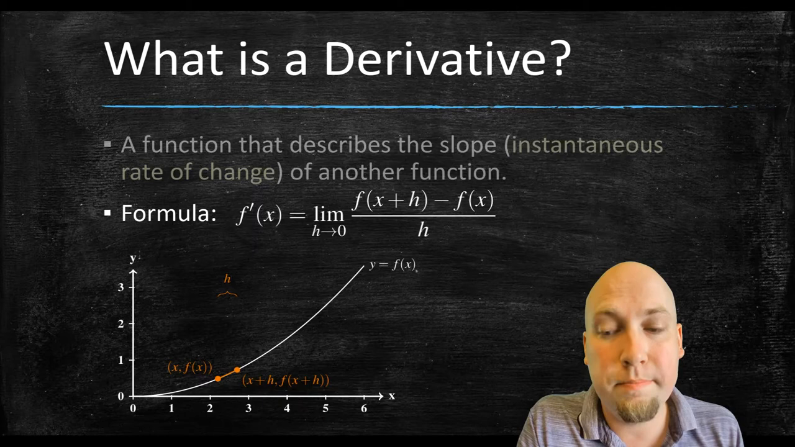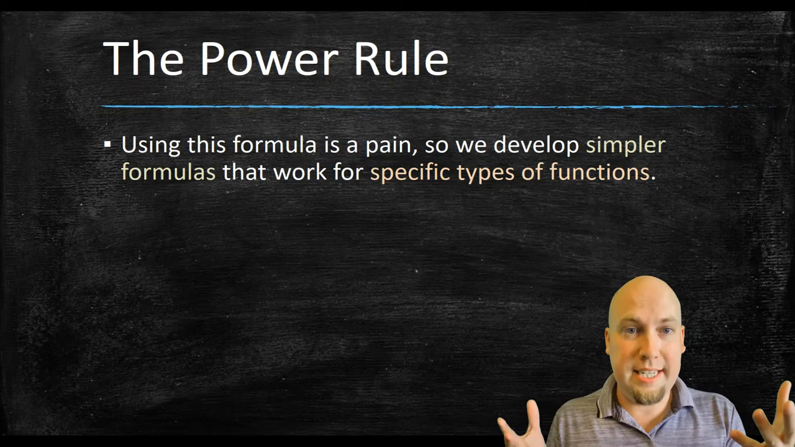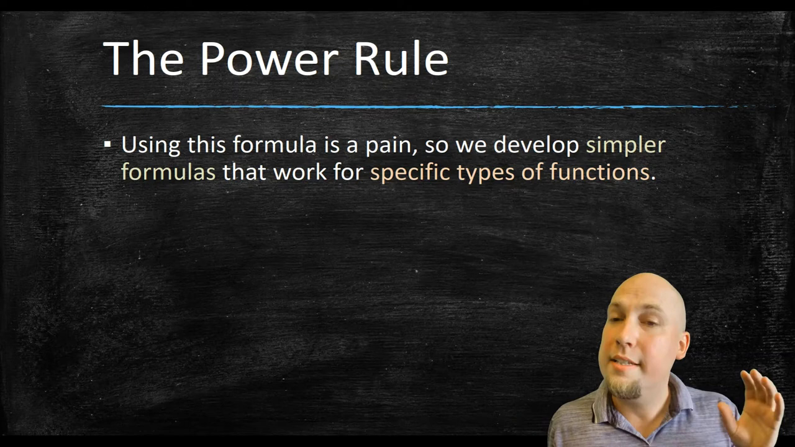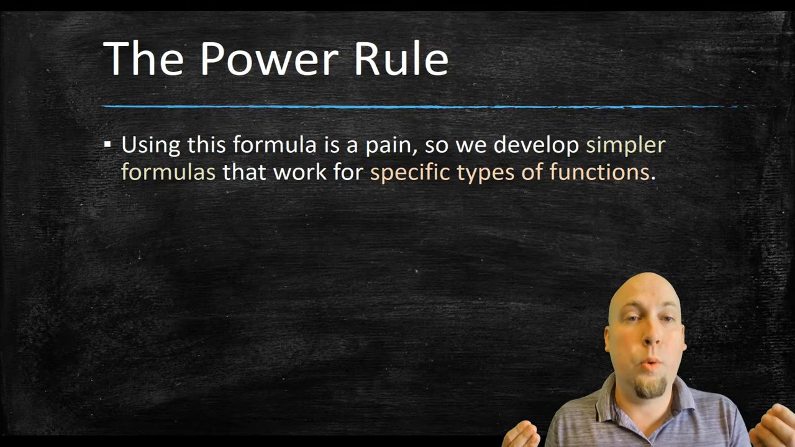Okay, well, actually computing derivative functions via this definitional formula, via this limit that we just saw, that's a pain. If you had to use that limiting formula every single time you want to compute a derivative, you would quickly go nuts. So instead, what we do is we come up with all sorts of different rules that we can use to compute derivatives more quickly. And each rule is gonna apply in a different situation depending on what your function looks like.